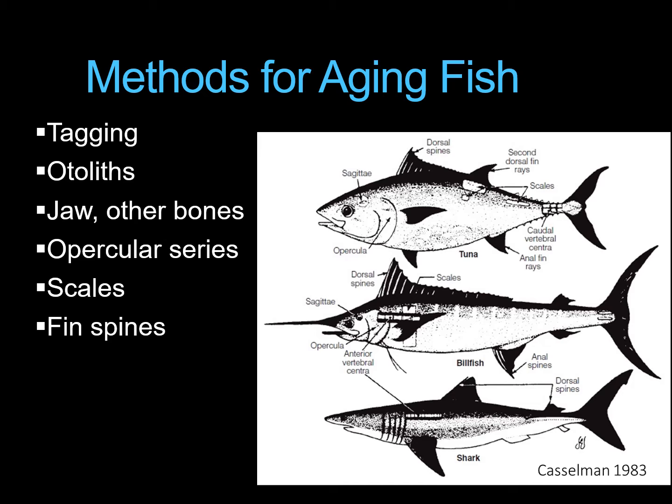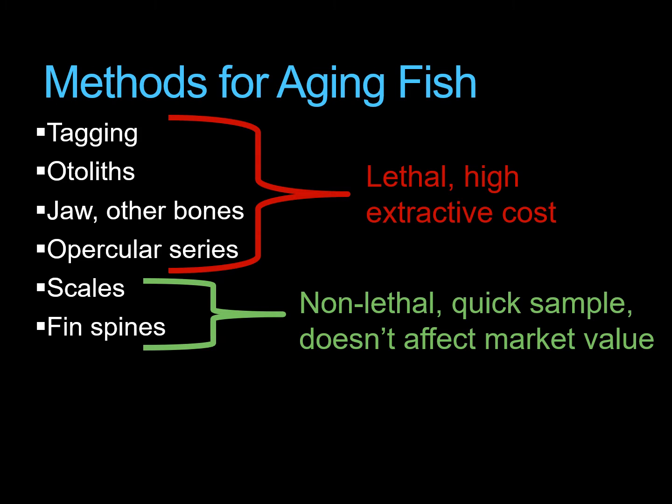There are a variety of ways that people have used for aging fish. These methods include using tagging, otoliths, jaws, or other bones, a percular series, as well as scales and fin spines. Now, these first four methods are lethal or have a high extractive cost or require a long period of time. The final two, scales and fin spines, are non-lethal, can quickly be done, and they don't affect the market value of the fish, making it an attractive option for using in studies. Today, I'll be focusing on the use of fin spines and rays.